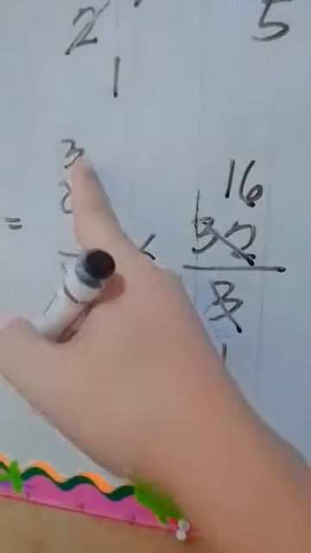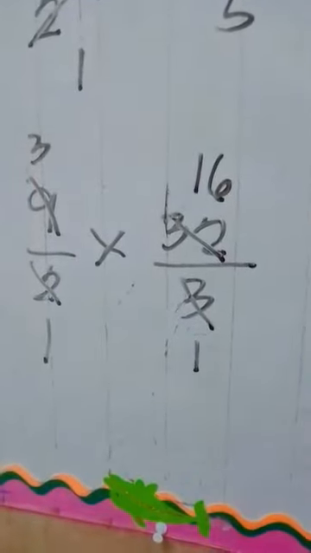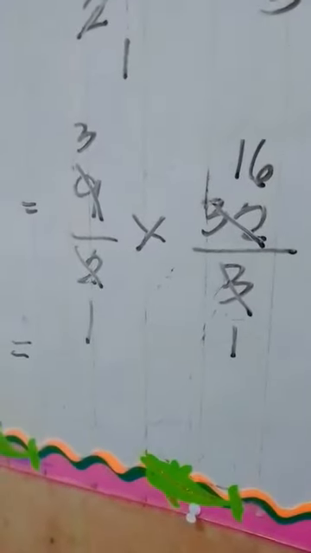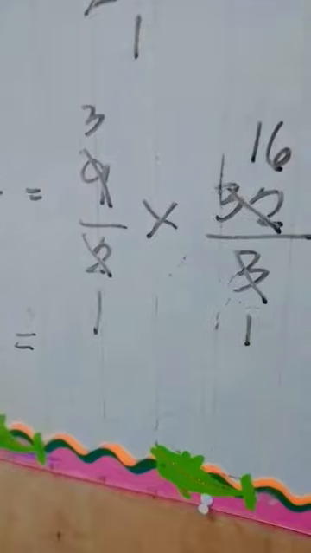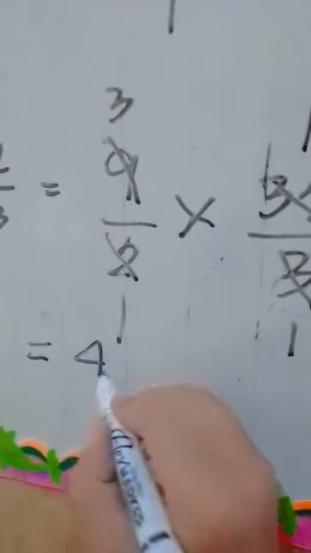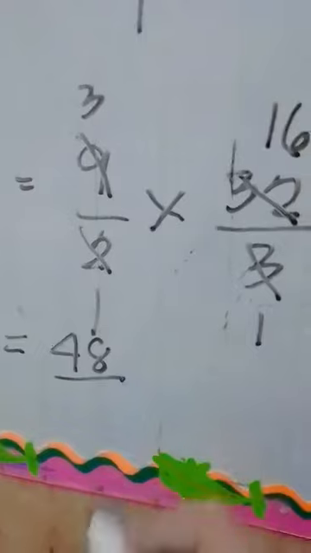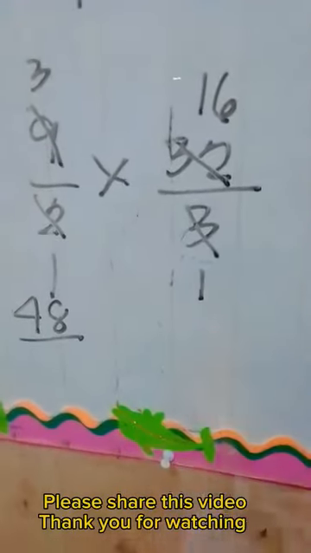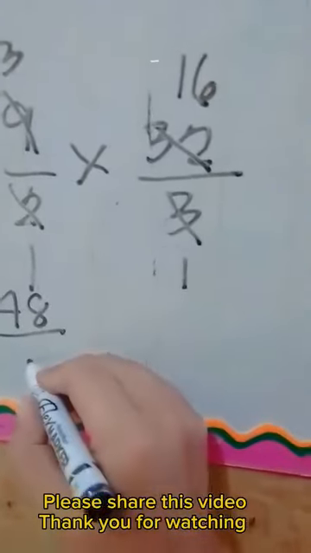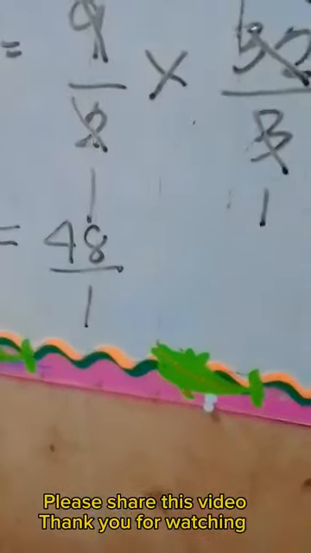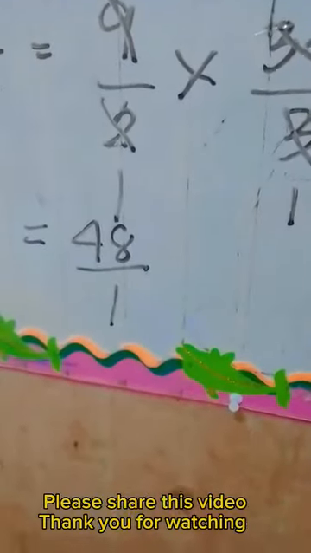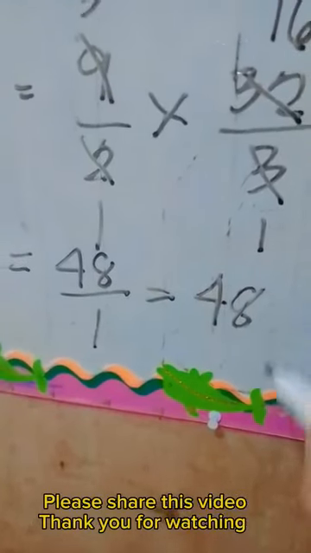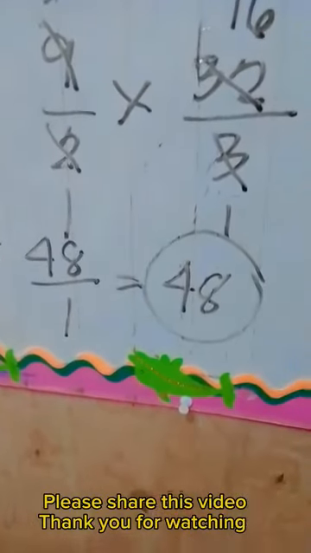Okay. So 3 times 16 equals, write it down here below. Okay. So 18 carry 1. So 48. So it is 48 over, okay, 1 times 1. What is 1 times 1? Equals 1. Okay. So 48 over 1 is equal to 48. Okay? So, that's all.